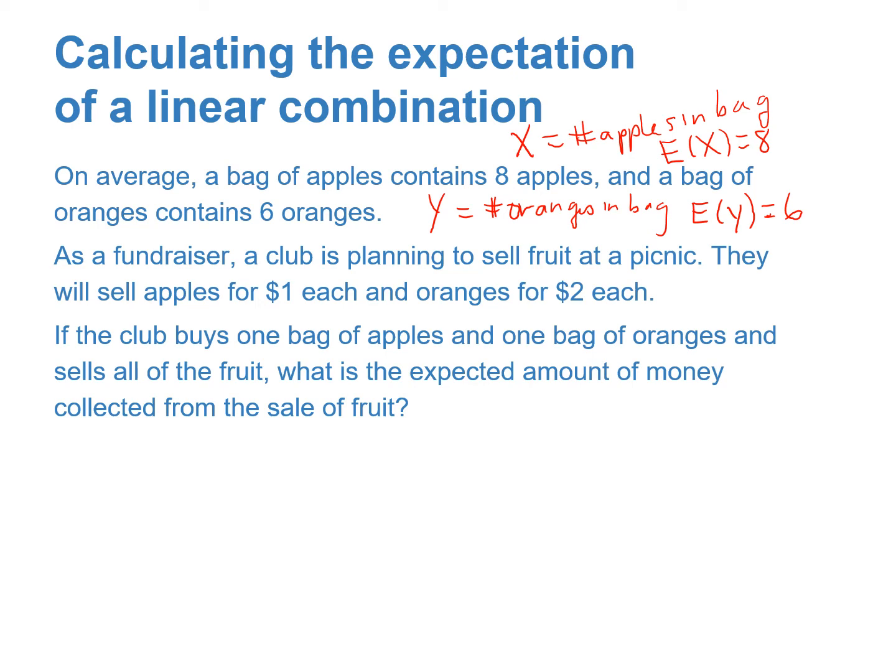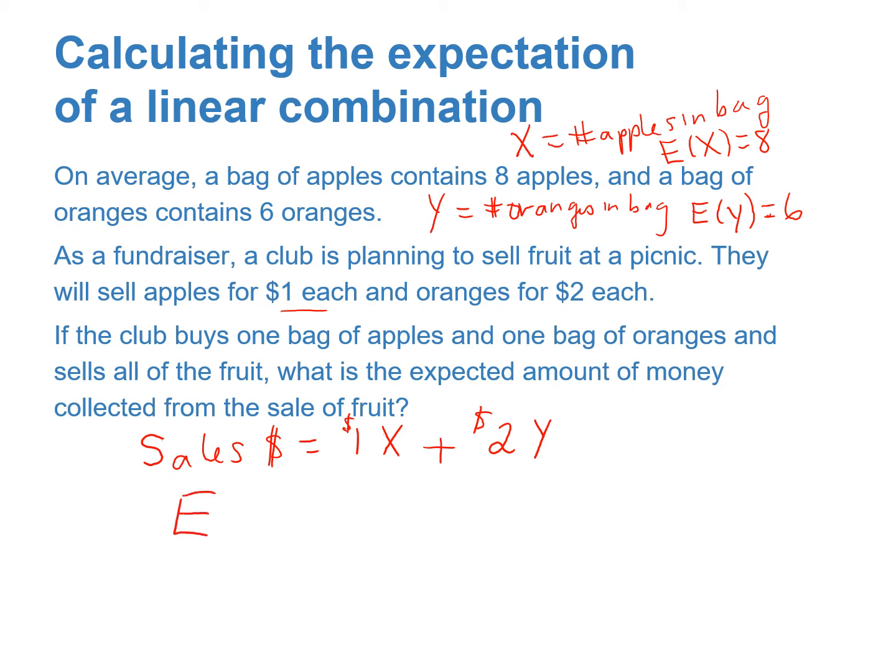Now they're selling the apples for $1 each. So the amount of sales money is going to be $1 times the number of apples in the bag, plus we're going to sell the oranges for $2 each, $2 times the number of oranges in the bag. So now I want to find the expected value of this.